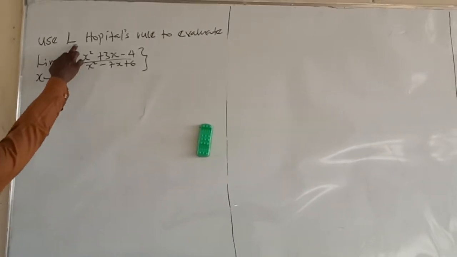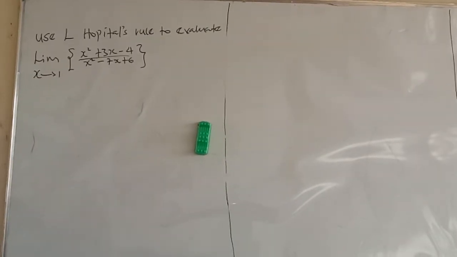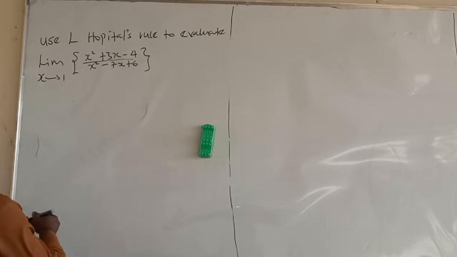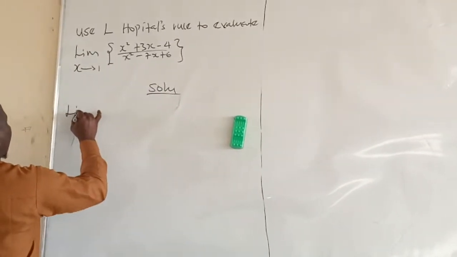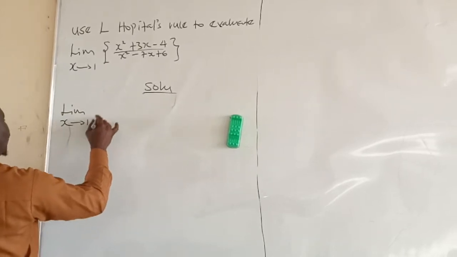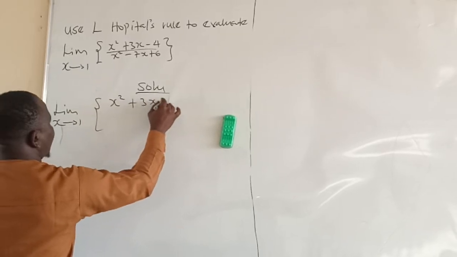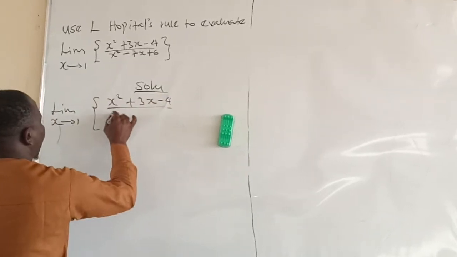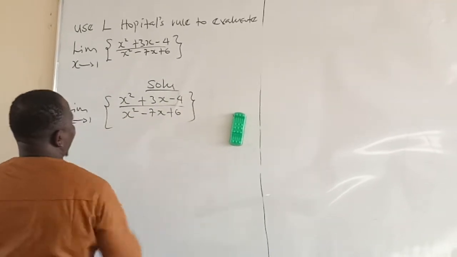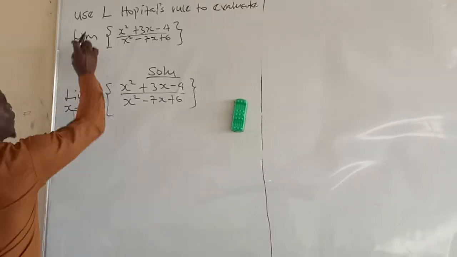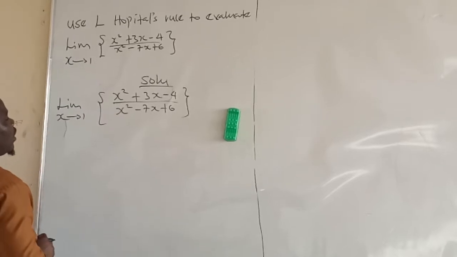This problem says use L'Hopital's rule to evaluate the limits. Is that clear? Okay, so please listen very attentively. Let's write the solution. Limit as x tends to 1 of (x squared plus 3x minus 4) all over (x squared minus 7x plus 6). They say use L'Hopital's rule to evaluate the limit.